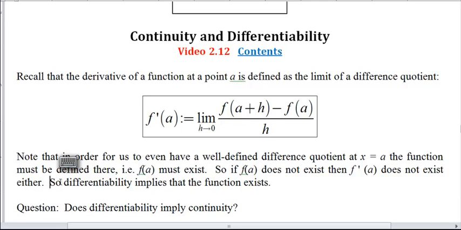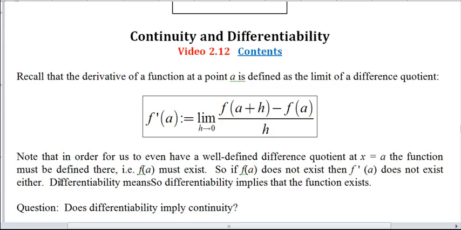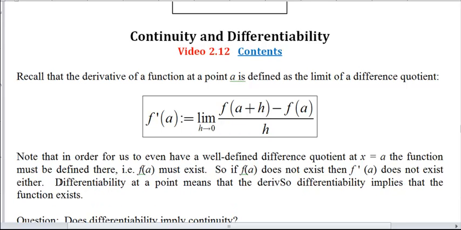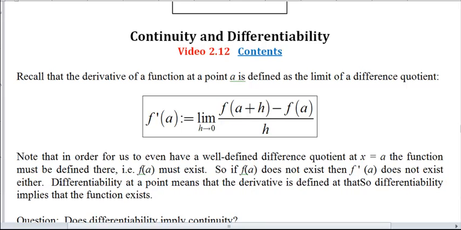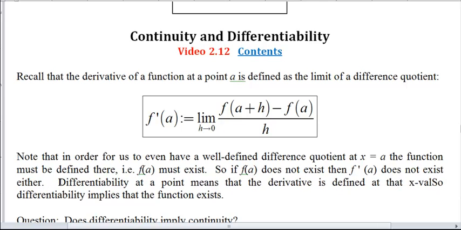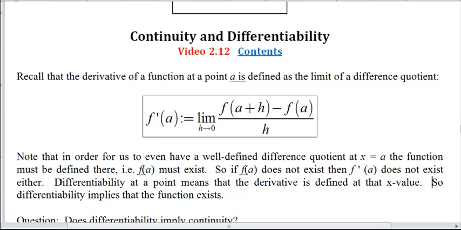Let me go ahead and add that to the notes. Differentiability at a point means that the derivative is defined at that x value. Okay, at A in this particular case. So, differentiability implies that the function exists.